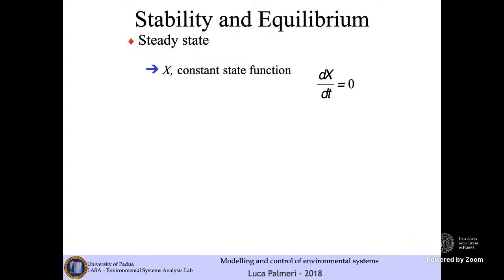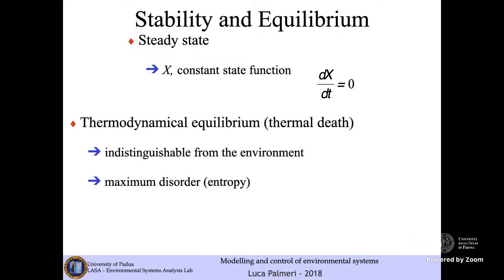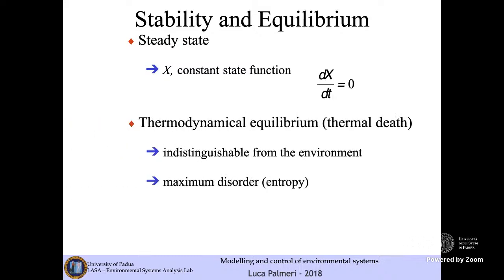We have already cited some here. For example, steady state means that if we have a state function describing the status of a system, the state function is constant in time. This means that I can write that the derivative in time of my state function is equal to 0. This is the first type of equilibrium different from the thermodynamic equilibrium. Thermodynamic equilibrium, as I told you, is thermal death. In this case, the system is indistinguishable from the environment, meaning completely diluted into the environment. And this is the condition of maximum disorder or maximum entropy.